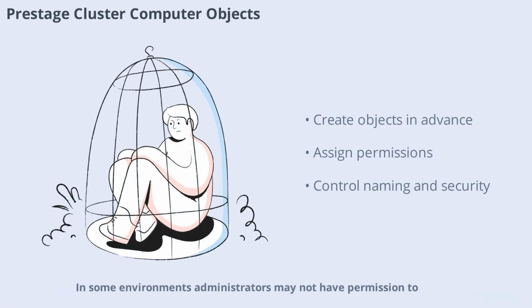In some environments, administrators may not have permission to create computer objects in Active Directory. Prestaging allows a domain admin to create the necessary cluster name object, CNO, and virtual computer objects, VCOs, in advance. This process involves creating and disabling the objects, assigning permissions, and ensuring the cluster can create additional resources as needed. Prestaging provides more control over naming conventions and security, and is essential in tightly controlled AD environments.